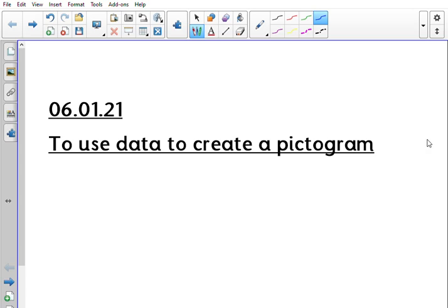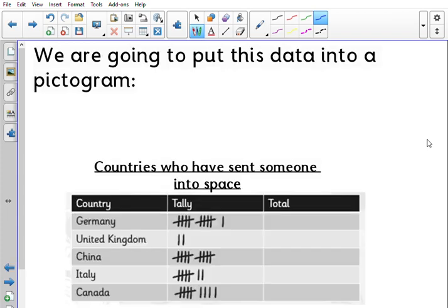Today, looking at the word pictogram, you can see that we've got the word picto at the beginning. And picto just means picture. So you're going to be drawing pictures into your chart to show the information that you're going to be given. So let's have a little look at the information that we're going to be given.